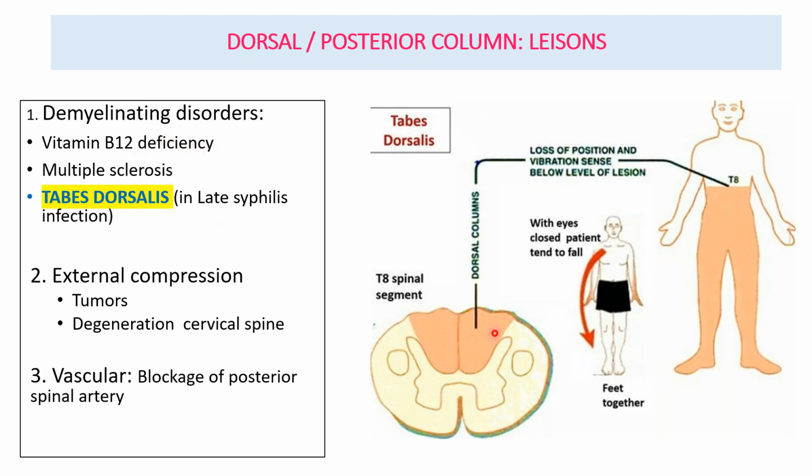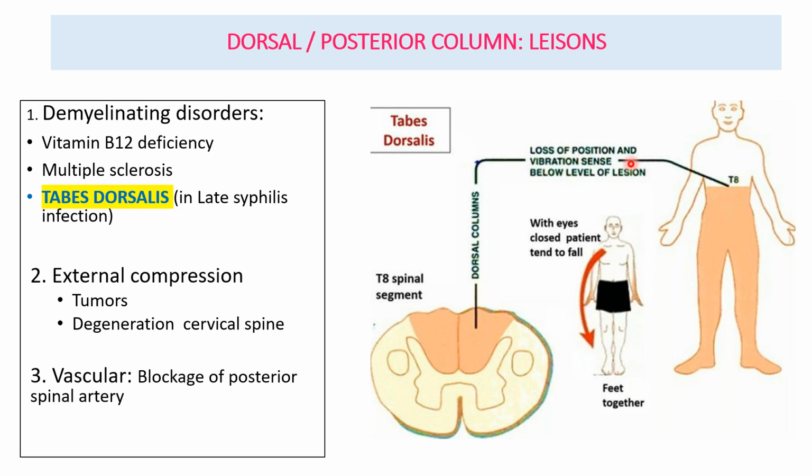What will happen? In this picture, you can see the posterior column, the dorsal column tracts, will be affected. Also certain tumors, degenerative disorders and vascular causes, which you will learn later. So these all will affect the posterior column. What will happen if the dorsal column is affected? Suppose it is affected at the level of T8. What will happen?